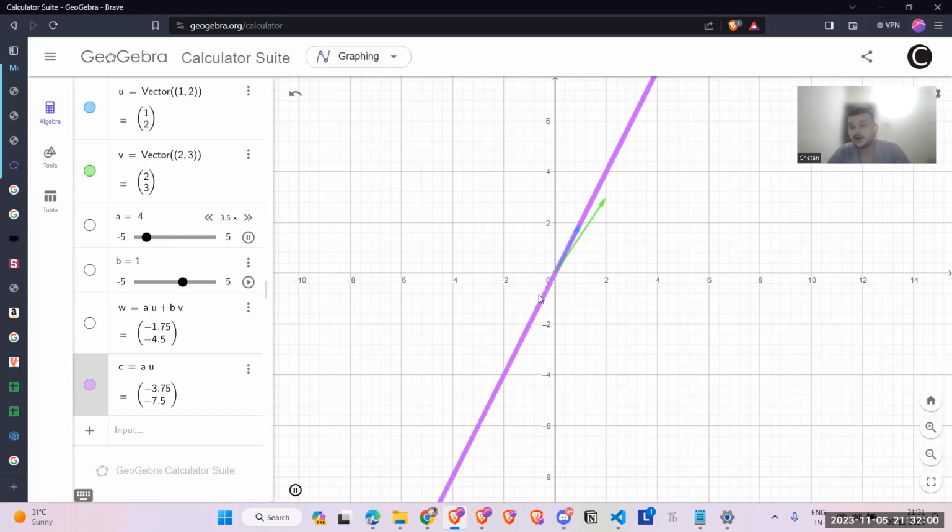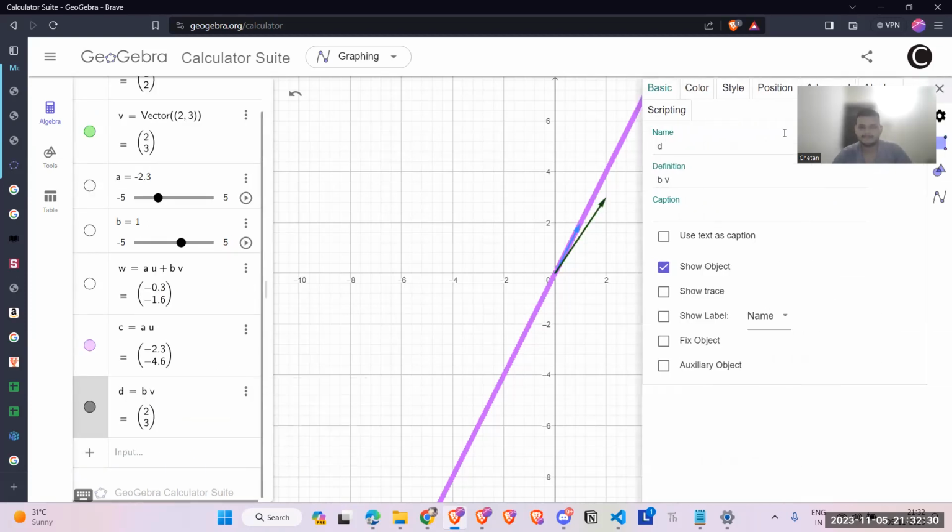What are all possible points you can reach by scaling a vector? By scaling a vector, you basically mean you're multiplying it with some real quantity. That's it. So these are all the points that you can reach by scaling this vector 1, comma 2. And this is also the span of this vector 1, comma 2. Interestingly, let's see what would be the span of the vector B.